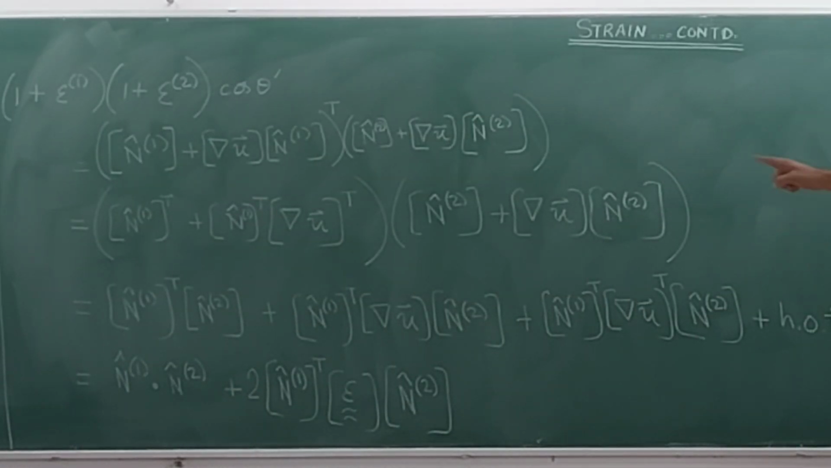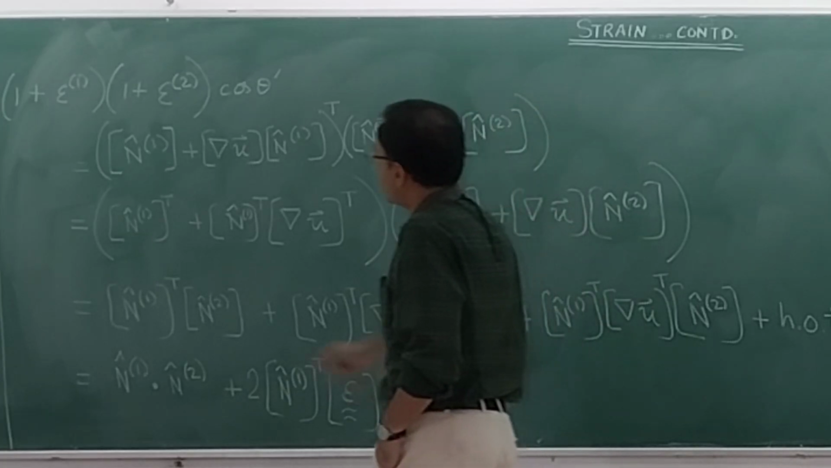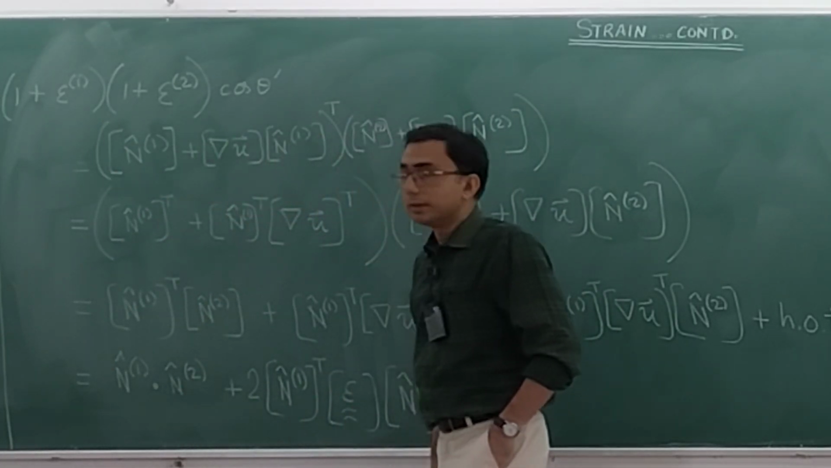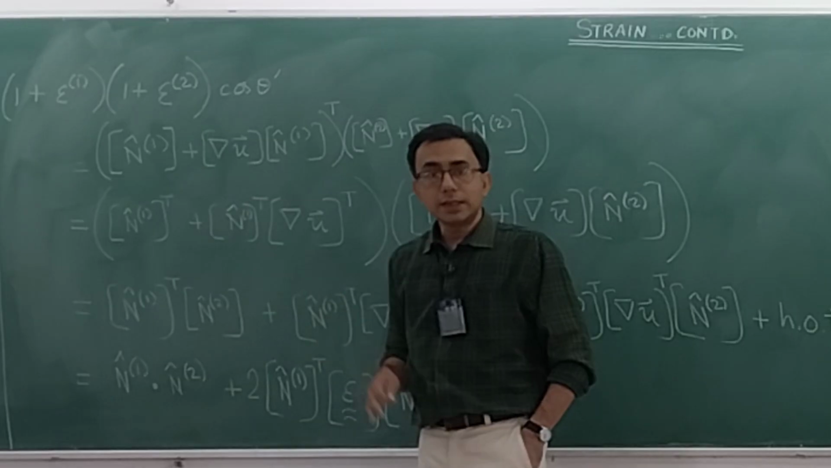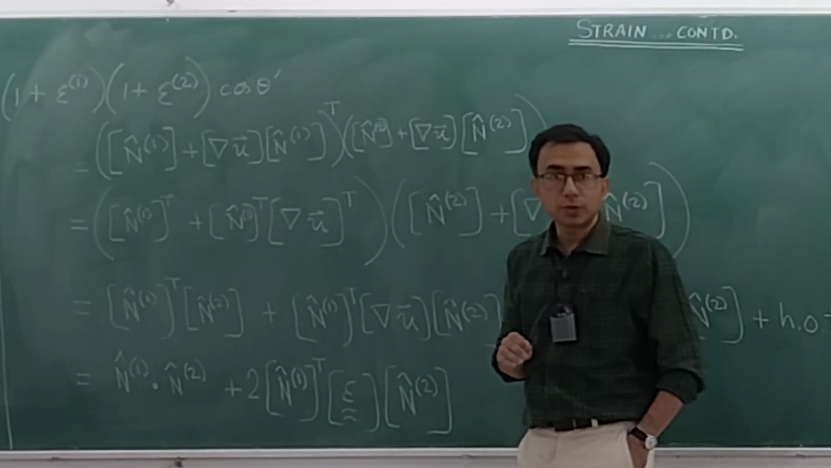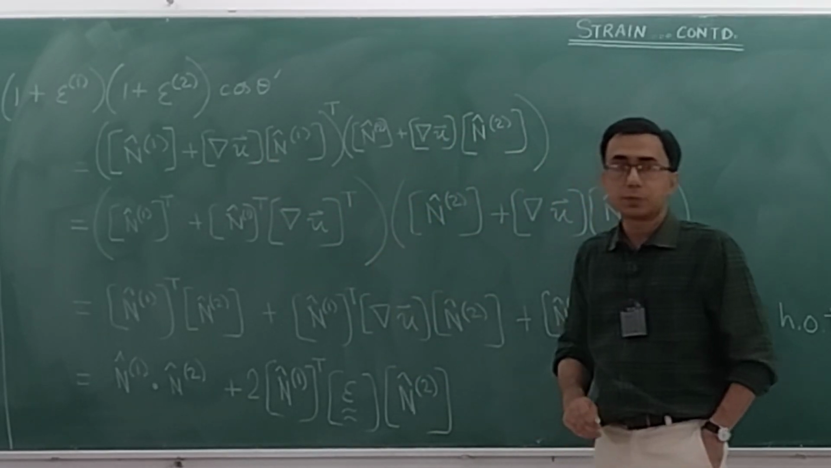On the left hand side, if you multiply all of them out, surely you are going to get this quadratic combination, epsilon 1 into epsilon 2. And on top of that, cos theta dash is also there. Now cos theta dash may not be small, but surely epsilon 1 into epsilon 2 is small.